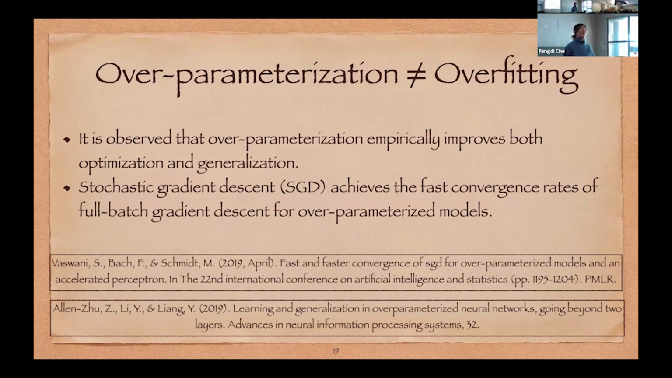We have all seen that picture. We only have 5 data points, and we fit a polynomial of degree 100 and overfit the data. But that's not over-parameterization. It has been observed empirically that over-parameterization improves both optimization and generalization. And some theory people also prove that over-parameterization indeed has some benign optimization properties, such as stochastic gradient descent achieving the same fast convergence rate as full batch gradient descent. So basically, that's an introduction to over-parameterization.